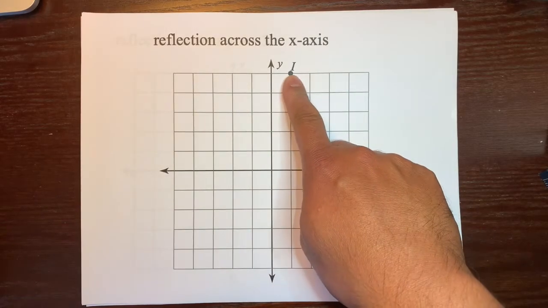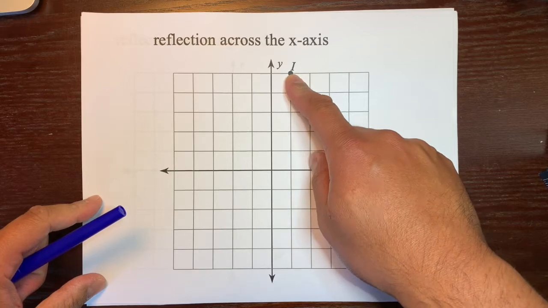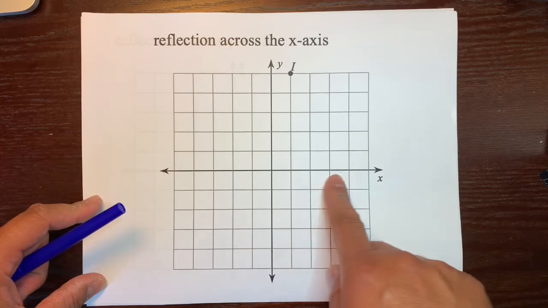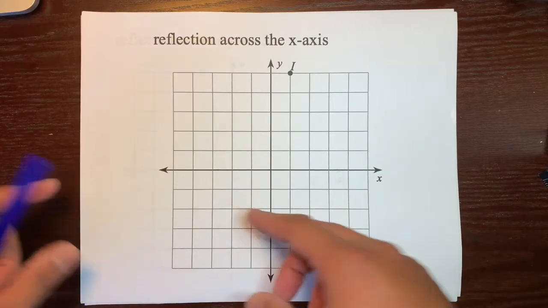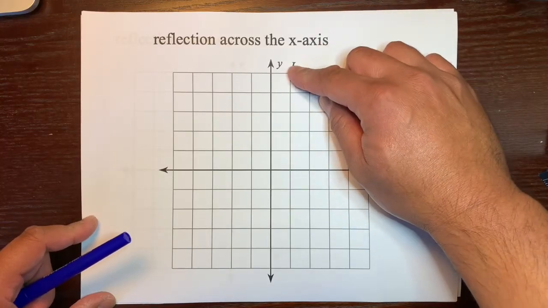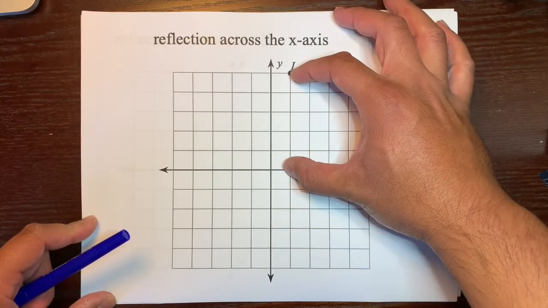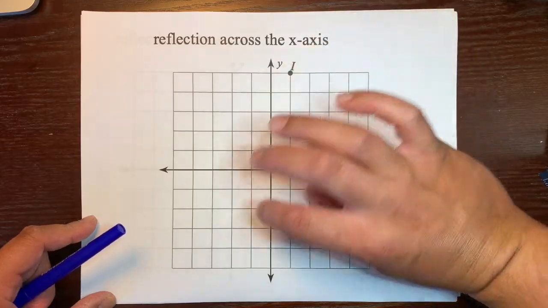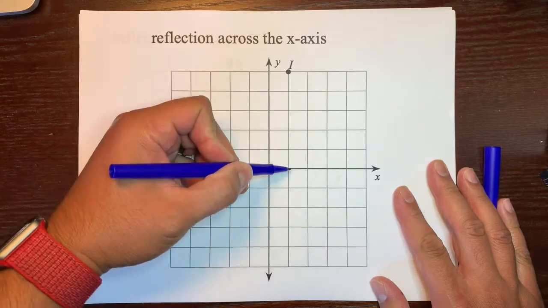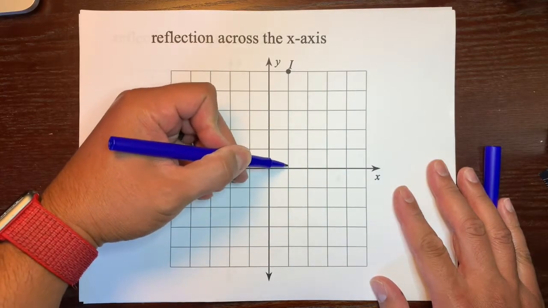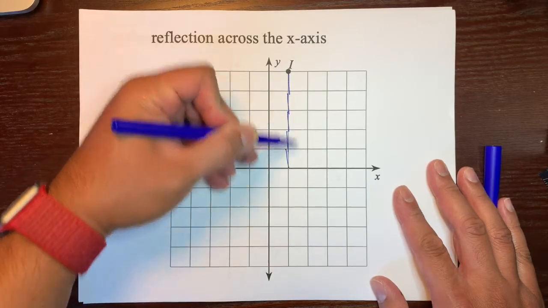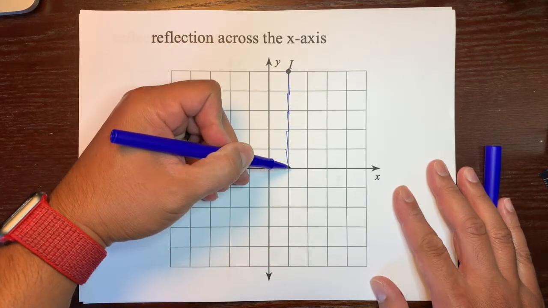Reflect this point across the x-axis. So here's our x-axis right here. This will serve as our mirror, or the line of symmetry. If you remember, when we reflect, it'll be an equal distance from here to here, and the same distance will be reflected over here. So let's figure out how far away point I is from this line of symmetry, the x-axis. 1, 2, 3, 4, 5. So 5 units away from the x-axis.